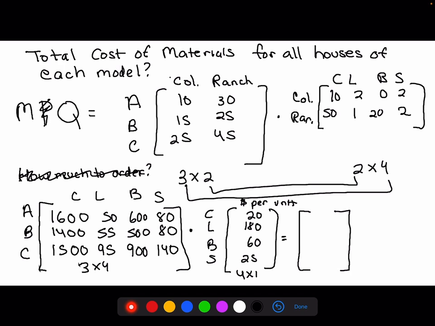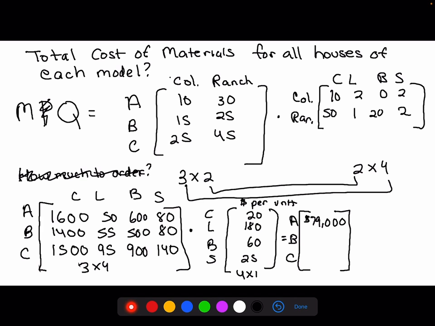That should be fun. Okay, so 1600 times 20 plus 50 times 180 plus 600 times 60 plus 80 times 25. And that equals 79,000. Okay, so for model A, we're looking at $79,000 total for our costs for all the materials.